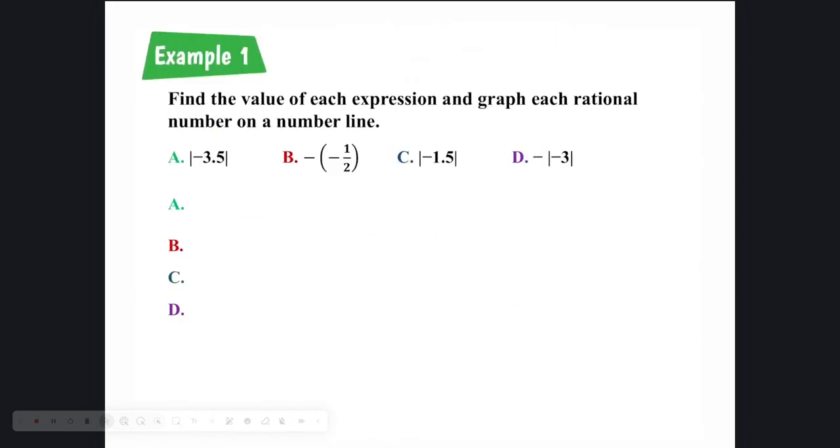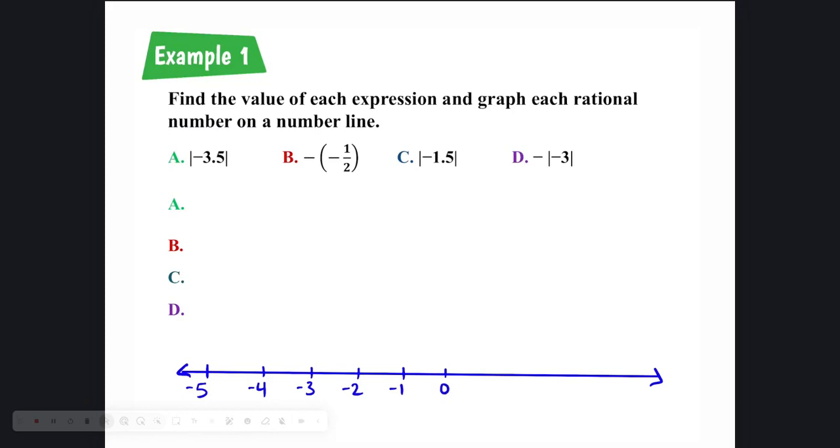Example 1. We'll do this problem together. Find the value of each expression and graph each rational number on a number line. Begin by creating a number line with negatives on the left, 0 at the center, and positives to the right. I notice that the largest value in this set of problems is 3.5 units away from 0, so let's extend our number line from -5 to +5.